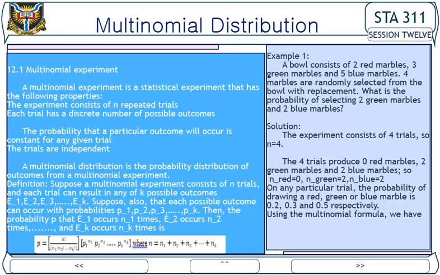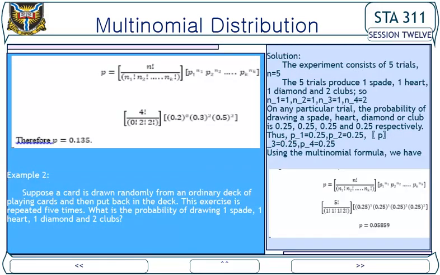The 4 trials produce 0 red marbles, 2 green marbles, and 2 blue marbles. So, n red is equal to 0, n green is equal to 2, n blue is equal to 2. On any particular trial, the probability of drawing a red, green, or blue marble is 0.2, 0.3, and 0.5 respectively. Using the multinomial formula, we have P is equal to, therefore P is equal to 0.135.